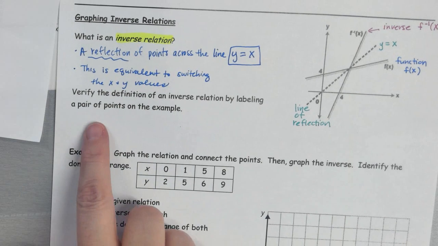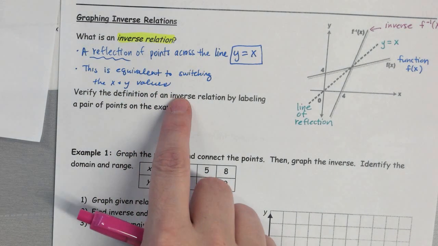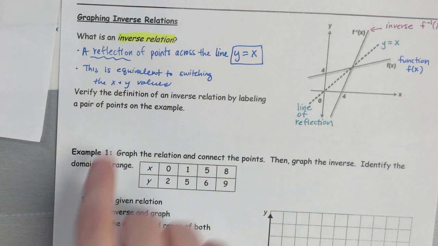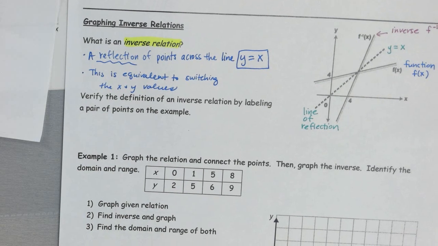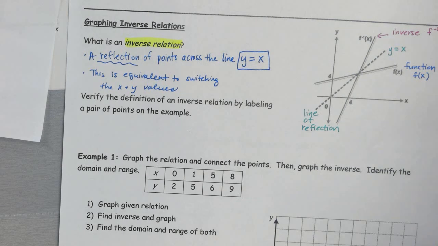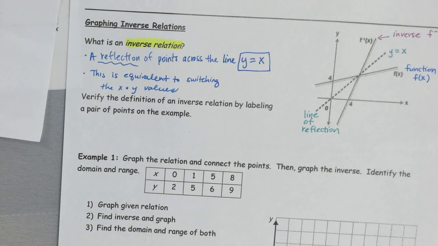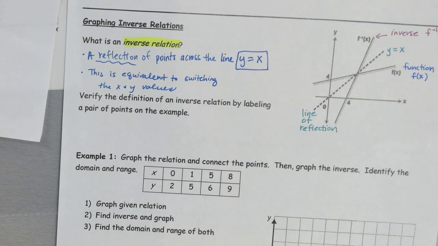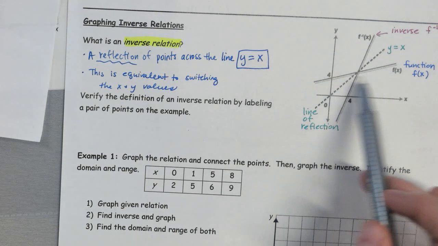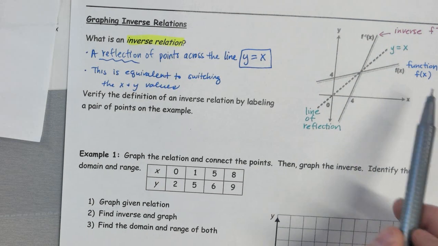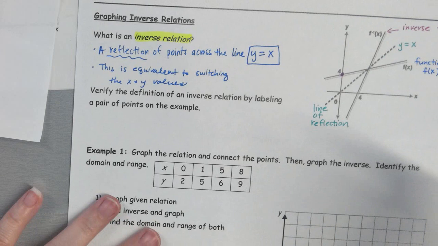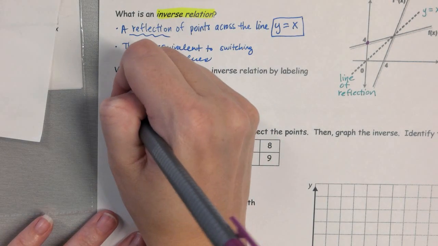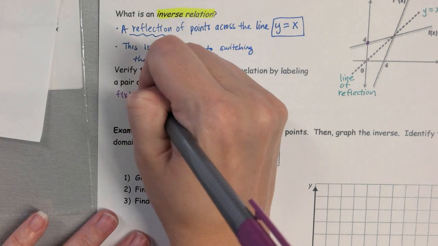Now we're going to verify the definition of an inverse relation by labeling a pair of points on the example. What are some points that we can see on the example pretty clearly? What are the 2 points you can see? Well, that's on the line y equals x. So let's look at the only point really that you can see exactly on f of x. You can see this would be 0, 4. So for f of x, you have 0, 4.